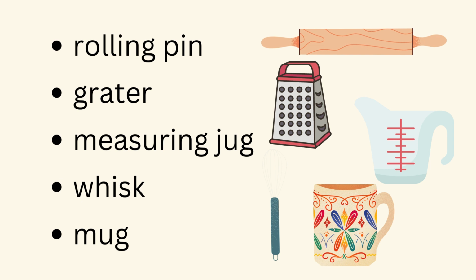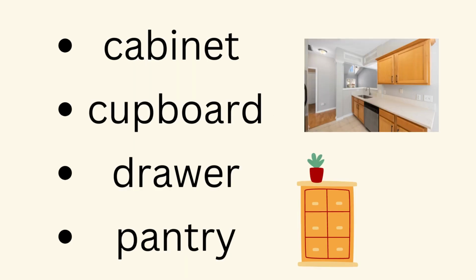Now you're asking, what is the difference between a mug and a cup? A cup is smaller than a mug, and it always comes with a handle and a saucer. Normally mugs are used for coffee or hot chocolate. Now let us move on to the next set of words.